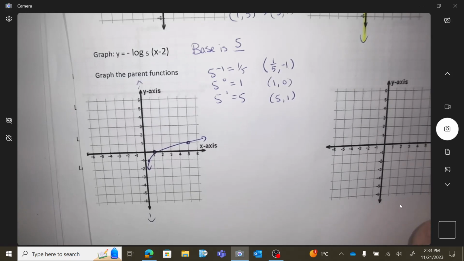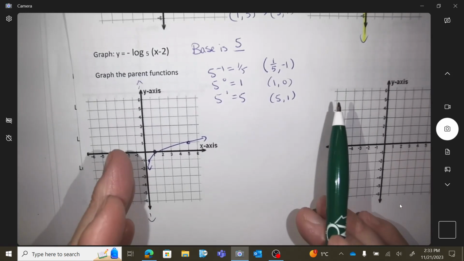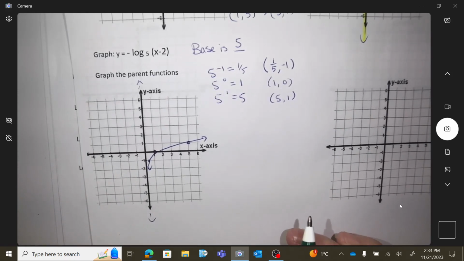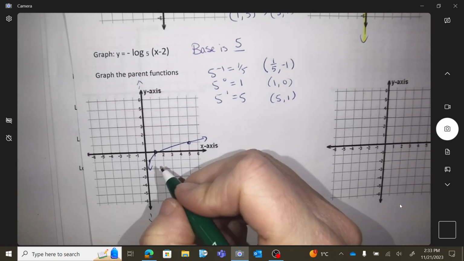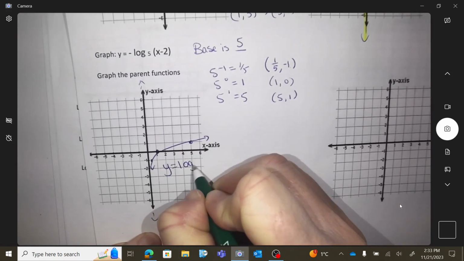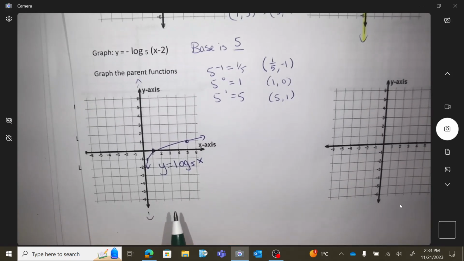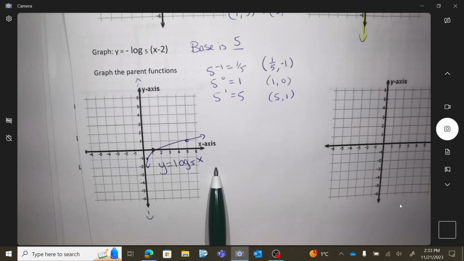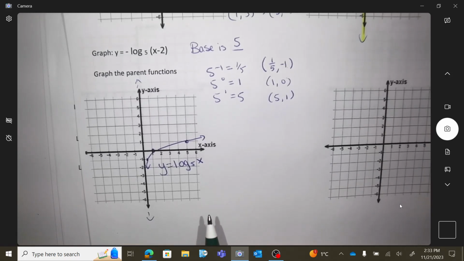So when it says out the parent functions, does that just mean before you do the transformation? Yep, and now we'll do the transformations. You normally can just go to the end. I'm just going to do it step by step. So yeah, Callie's question was, what is this? This is just log 5x. That's the graph of that.